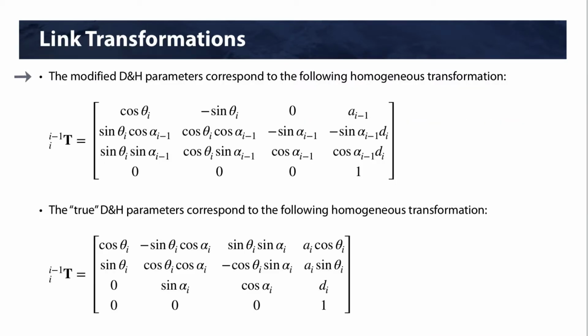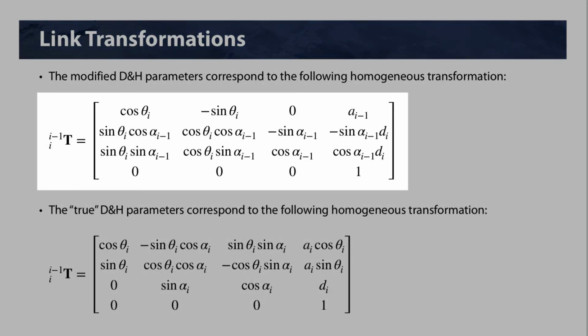In previous videos, we looked at the Denavit-Hartenberg parameters, and we showed how we assign those for the links of our robot, and then we showed how those Denavit-Hartenberg parameters correspond to our homogeneous transform. For the modified D&H parameters, our homogeneous transform is of this form, and we have the four Denavit-Hartenberg parameters: a_{i-1}, alpha_{i-1}, d_i, and theta_i. If you're using modified D&H, you need to use this formulation to get your link transformations.